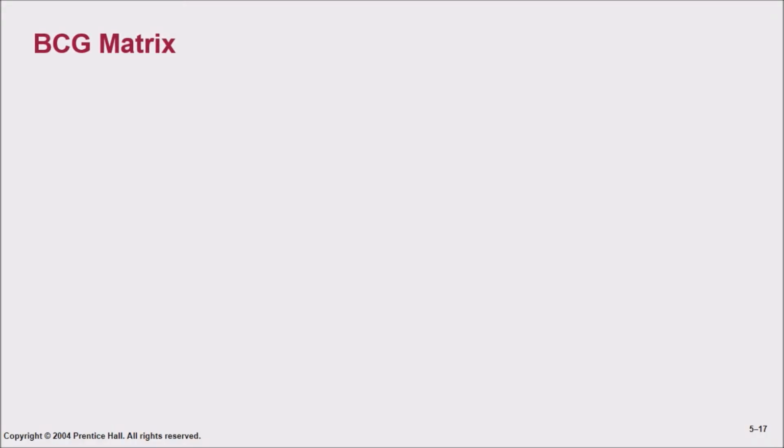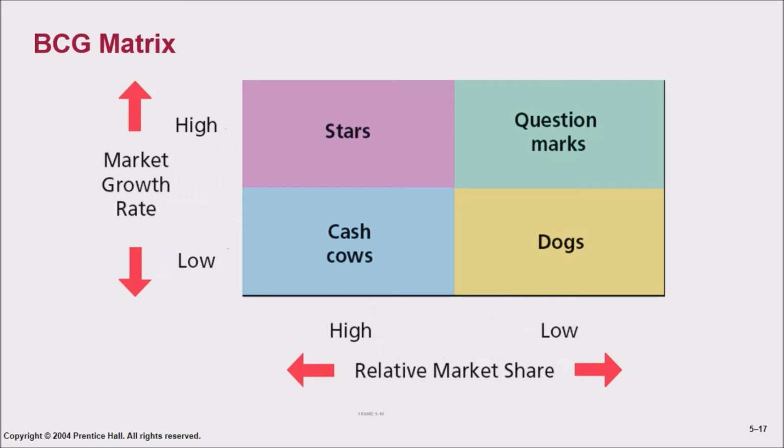BCG matrix. The BCG growth share matrix displays the various business units on a graph of the market growth rate versus market share relative to competitors. Resources are allocated to business units according to where they are situated on the grid as follows. Cash cow, a business unit that has a large market share in a mature, slow-growing industry. Cash cows require little investment and generate cash that can be used to invest in other business units.